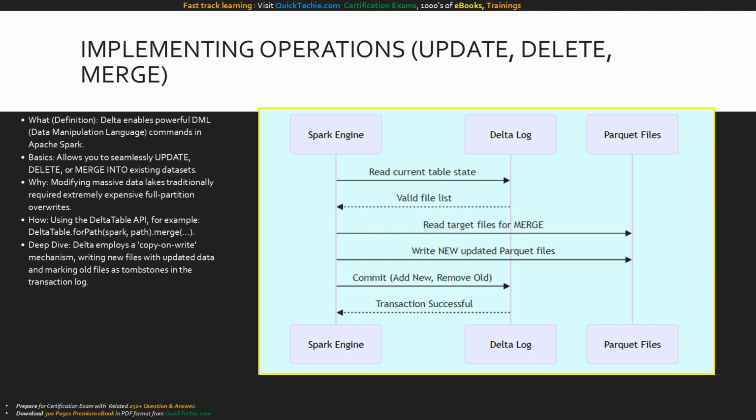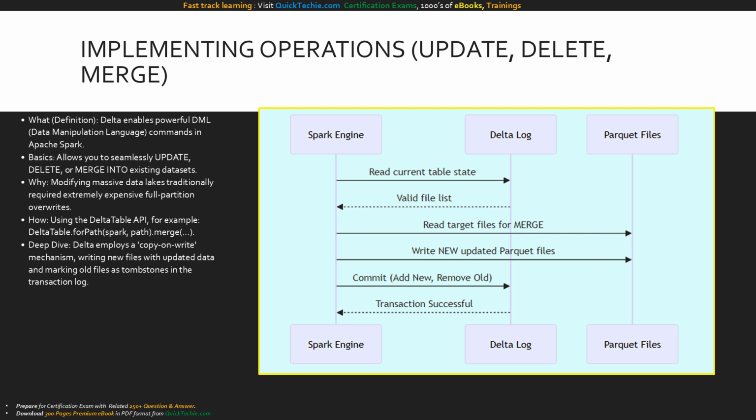Before Delta Lake, updating or deleting specific rows in a Spark data lake was an absolute nightmare. It usually required you to read the entire partition into memory, modify the data, and completely overwrite the partition on disk. Delta changes everything by bringing standard SQL DML operations directly to Spark. You can now execute targeted updates, deletes, and complex merges, commonly known as upserts. This is absolutely essential for modern data pipelines, especially when handling GDPR right-to-be-forgotten requests.